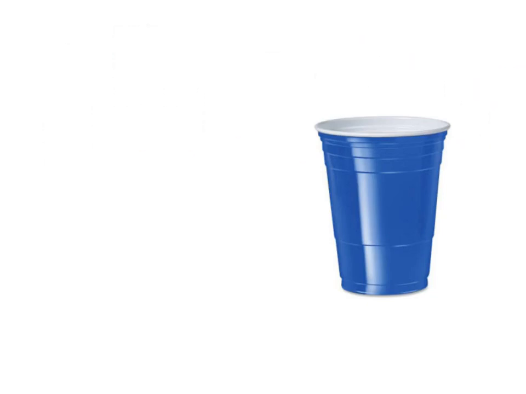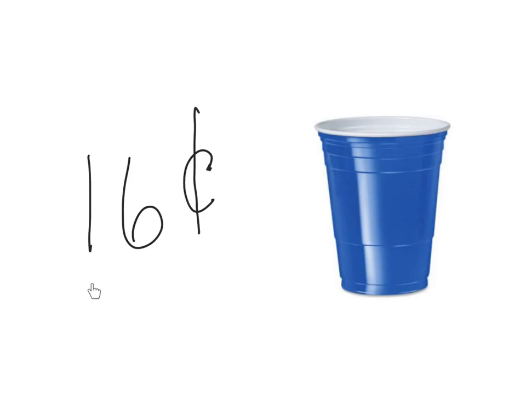All right, how do I write 16? Think. All right, I'm going to write a 1 and then a 6. And then what am I missing? The cent symbol. So I'm going to write a C with a line going straight through it. So this says 16 cents. So we have 16 pennies and it's worth 16 cents.